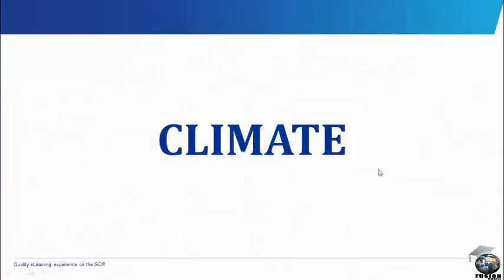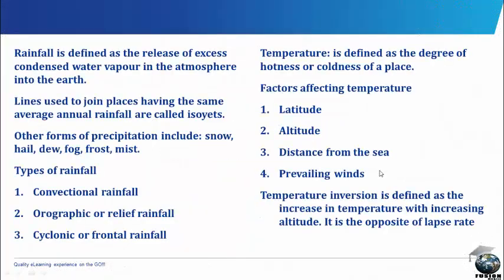Climate. Rainfall is defined as a release of excess condensed water vapor in the atmosphere onto the earth. Rainfall is the most important form of precipitation. On maps, lines used to join places that have the same average annual rainfall are called isohyets.